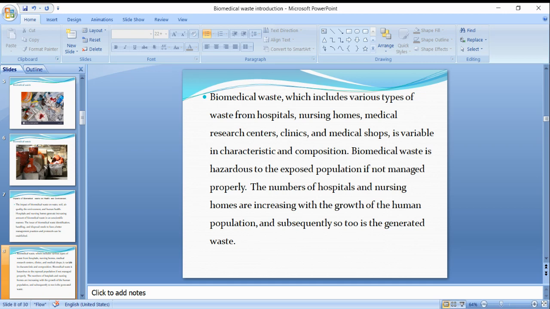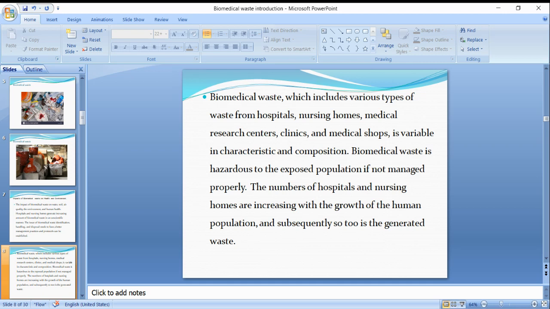Different characteristics means the physical and chemical characteristics, which come from the properties of the waste. It depends upon the composition, how much percentage of toxicity is present in the waste. Depending on the composition, we can characterize the waste. So we have to look at all this.